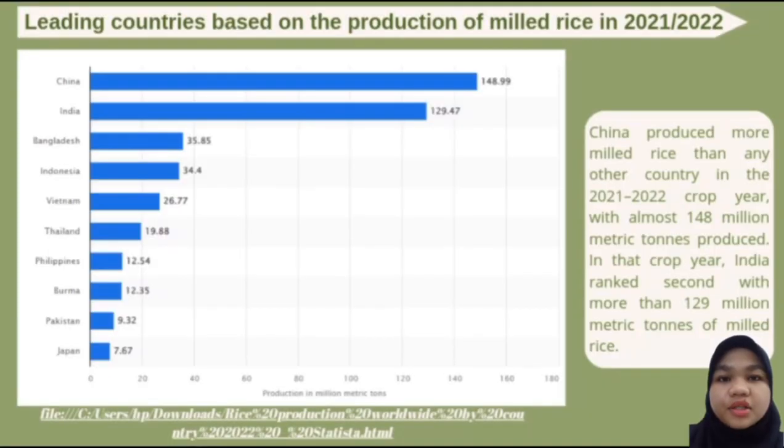Based on the production of milled rice in 2021 and 2022, China produced more milled rice than other countries in the 2021 to 2022 crop year, with almost 148 million metric tons produced. In that crop year, India ranked second with more than 129 million metric tons of milled rice.